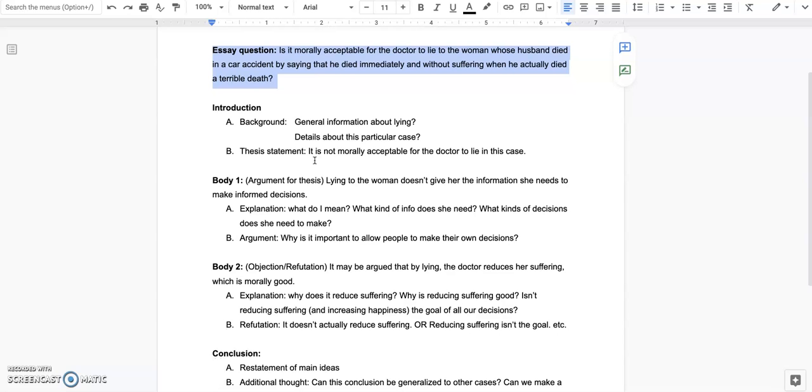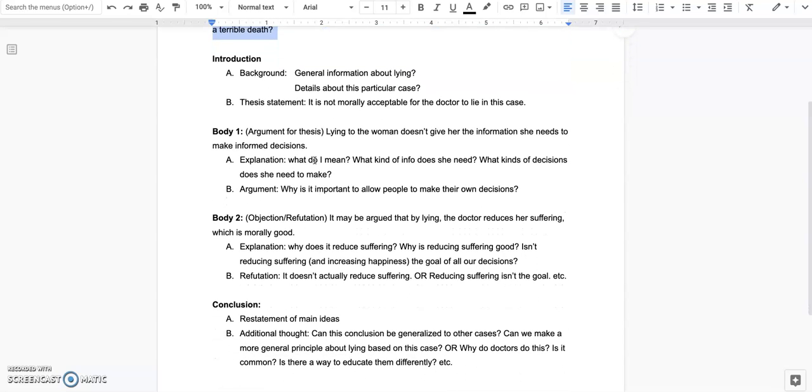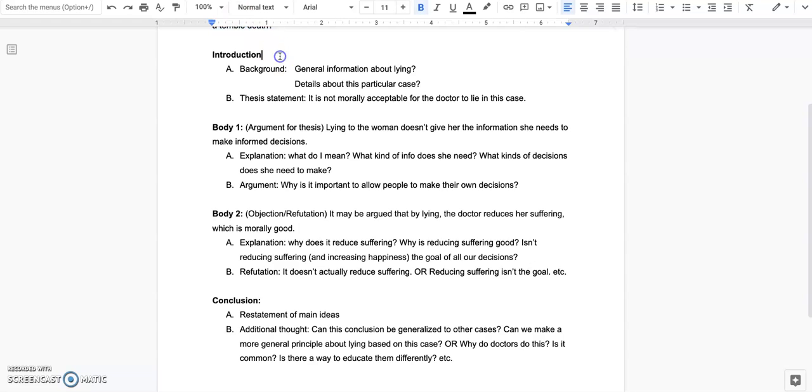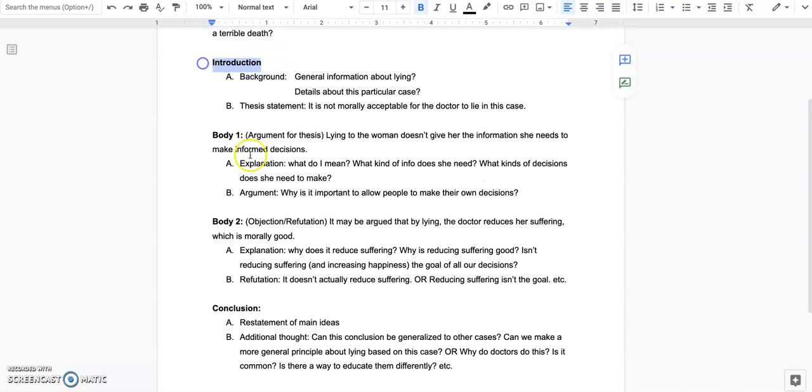Now, how would we structure the whole essay? Well, this should look very familiar to you. There's going to be an introduction. There are going to be body paragraphs, at least 2 body paragraphs, maybe more, and a conclusion.